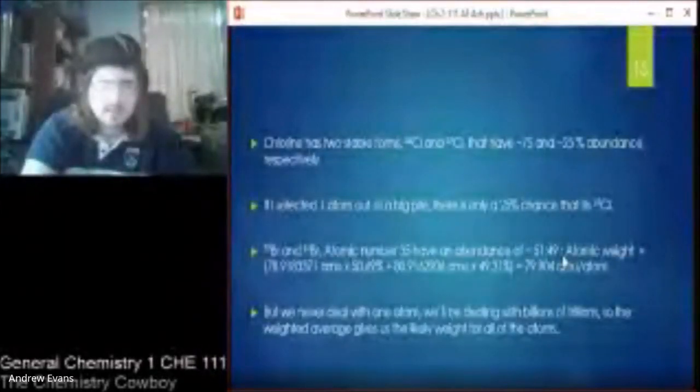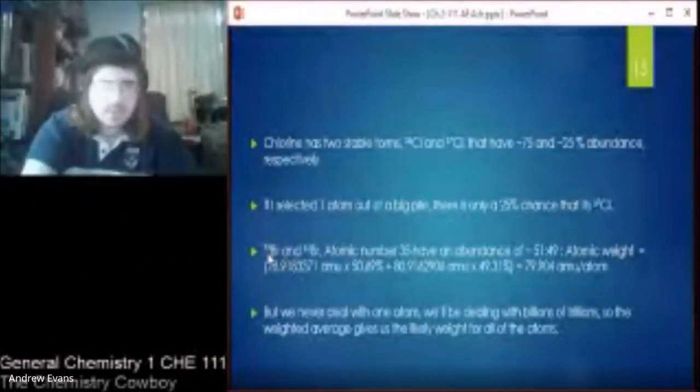Bromine has 79 and 81, with a relative abundance of about 50-50. Technically, it's 51-49, but it's pretty close. So you're about as likely to get a 79 as you are to get an 81. So when they average it, it's closer to 80. It's about halfway between.